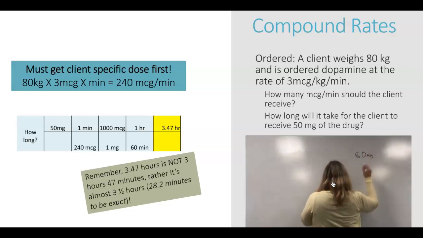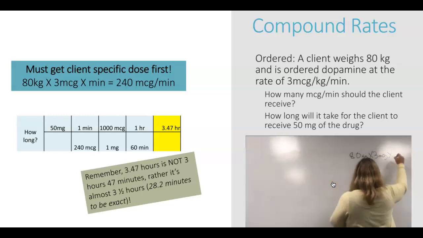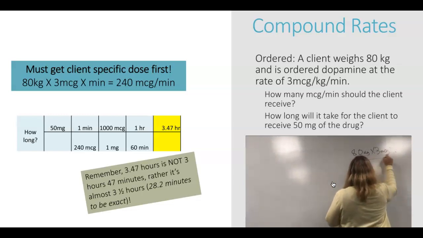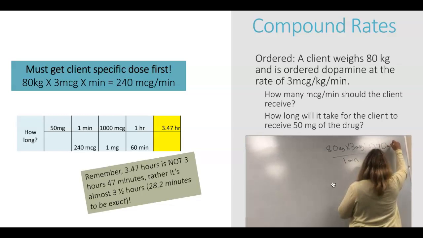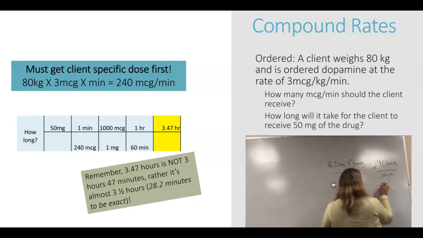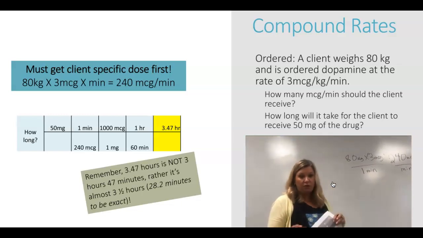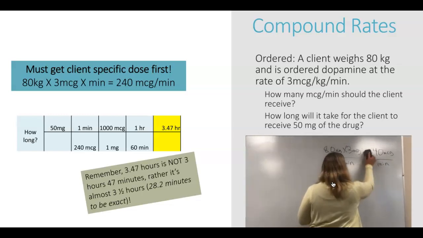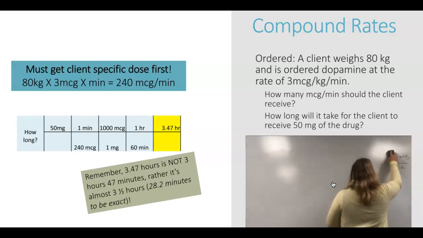So if we have 80 kilograms, that's how much our client weighs, and the order says 3 mics, and it's per 1 minute. If you do that math, that's going to be 240 micrograms per minute. This is the dose that's specific for our client. Sorry about my handwriting. So now that we have his or her dosage information, we can hopefully solve anything else that it's asking us. I want to make that 2 look like a 2 though. Okay, let's fix that. Make it somewhat legible for you.